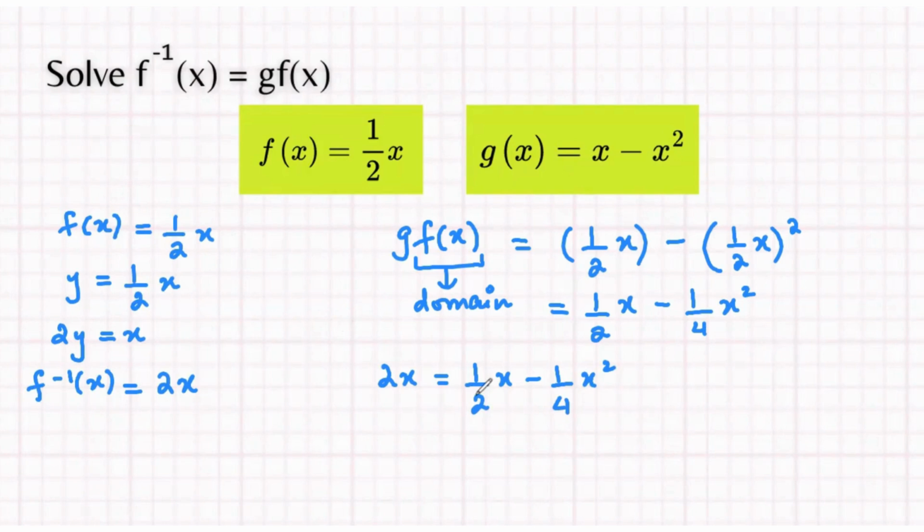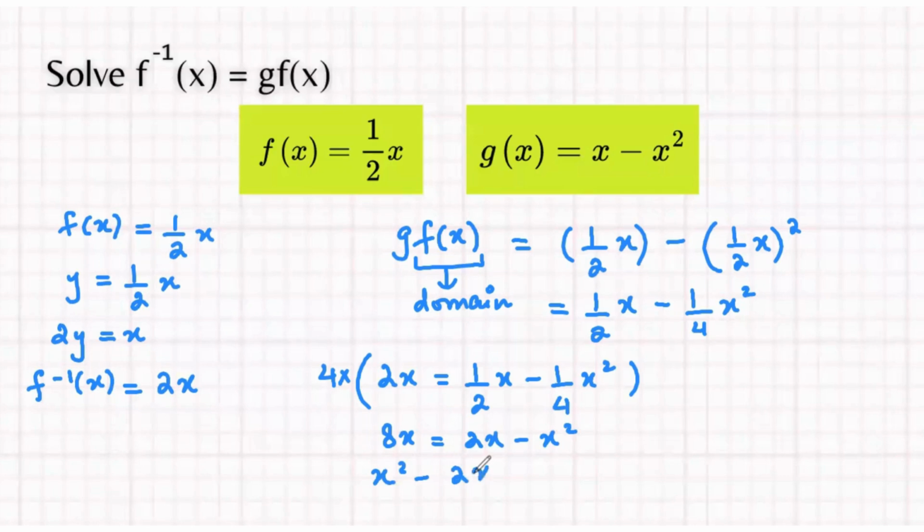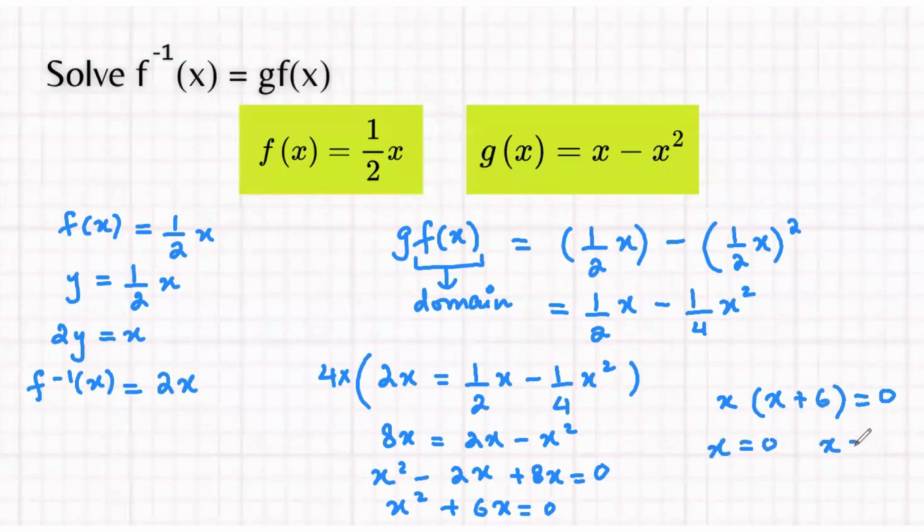So get rid of the fraction by multiplying the entire thing by 4. That's going to be 8x equals 2x minus x squared. x squared minus 2x plus 8x equals 0. That's x squared plus 6x. Factorize it by taking x common, so x times x plus 6. So one value of x is 0 and the other is -6. This is your answer.